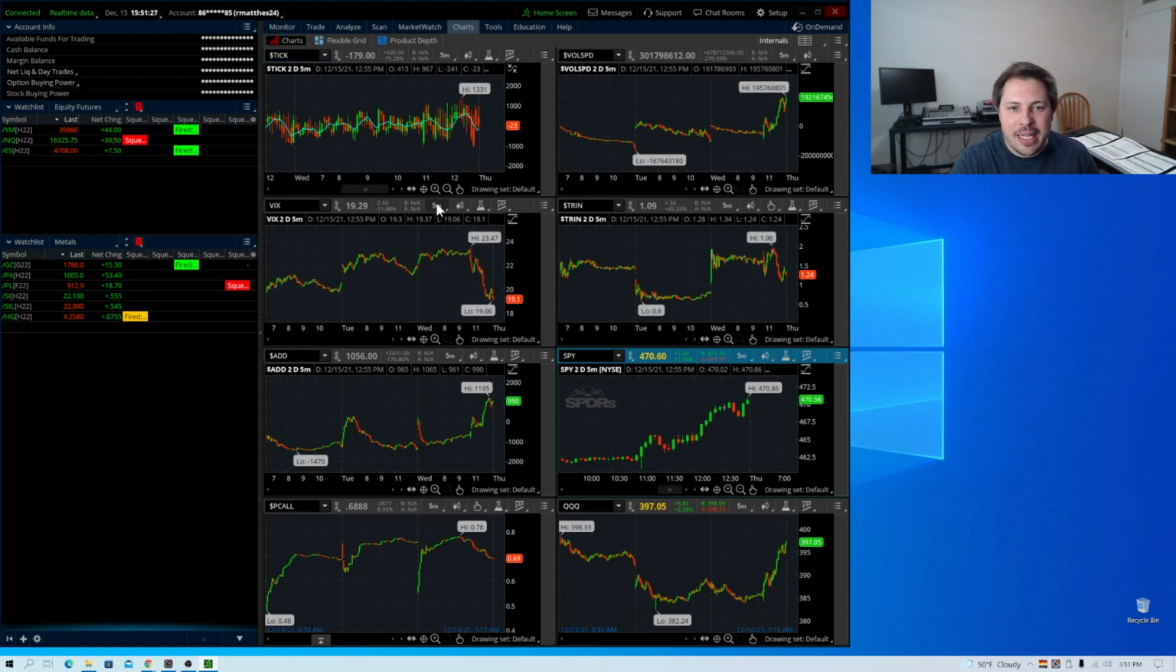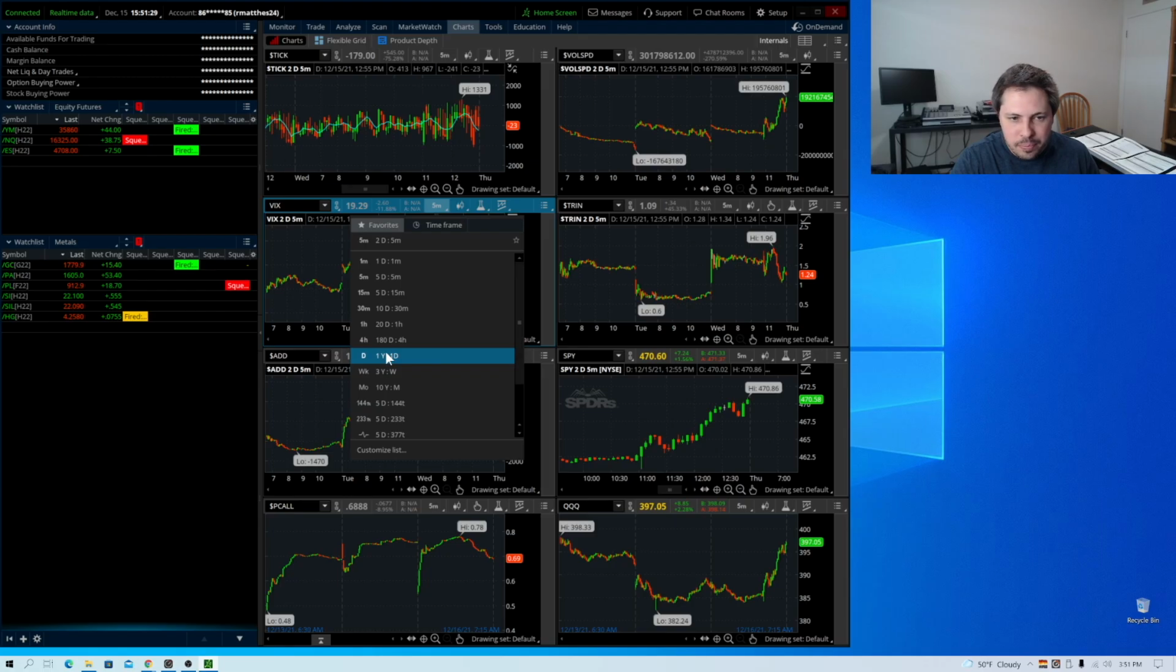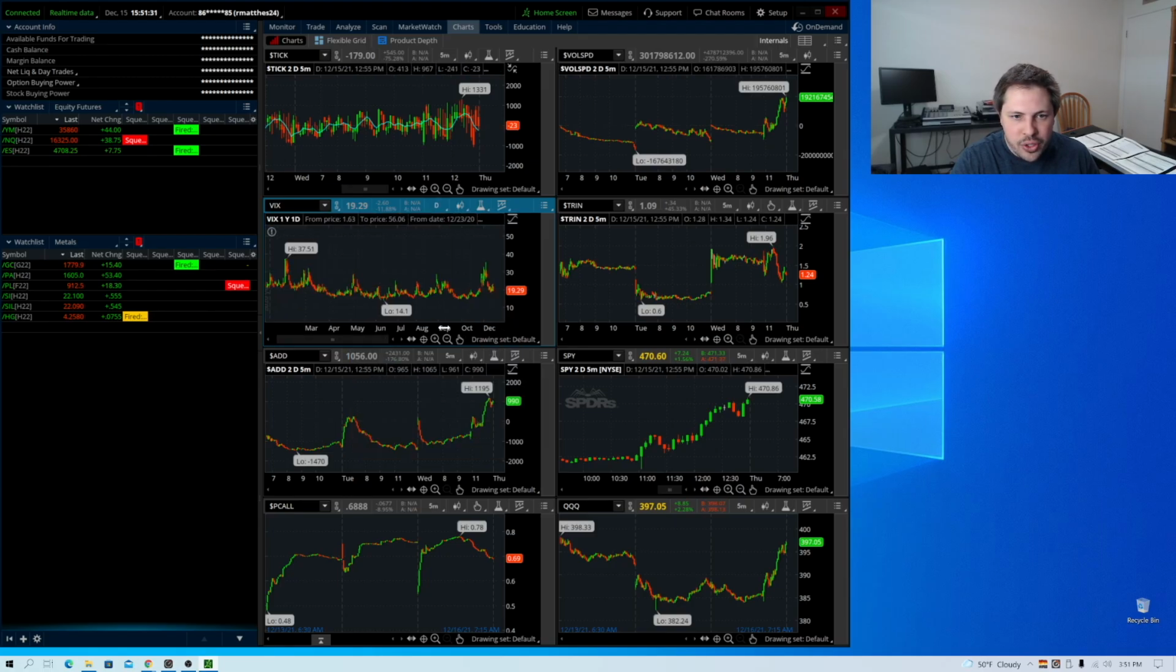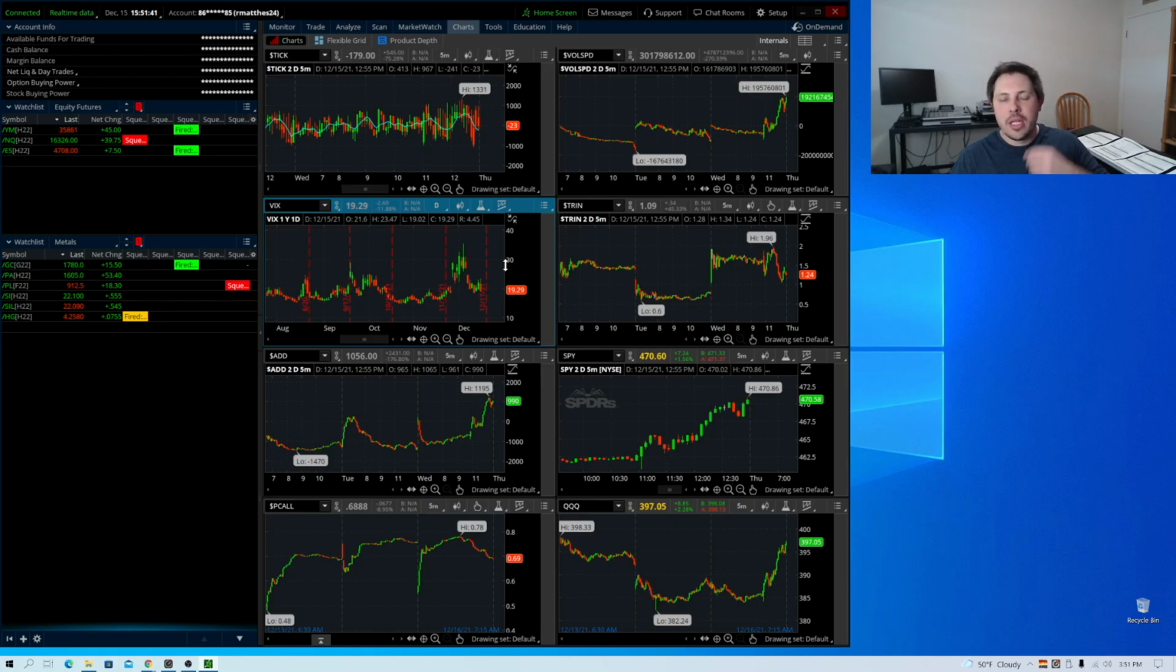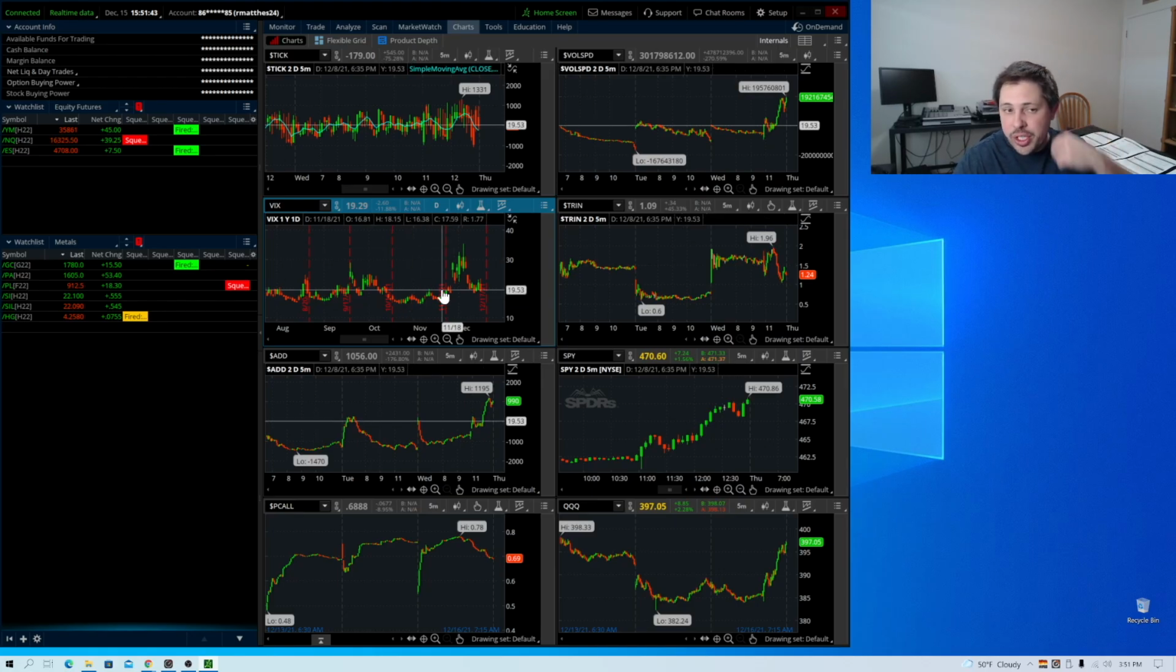Volatility impacts option price, right? So if we look at this volatility here, volatility usually spikes and then it settles back down and then it spikes again. And there's a lot of different trading strategies that we can use purely based on the VIX. So another really important one is volatility, right?